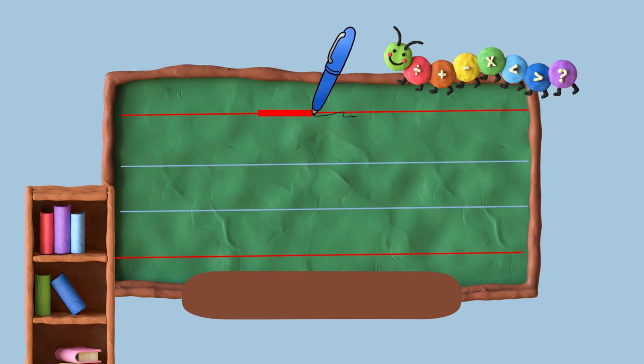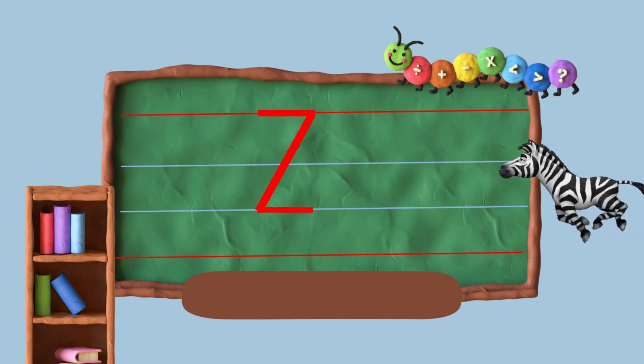Draw a sleeping line. Now left slanting line. Again sleeping line. Makes the letter Z.